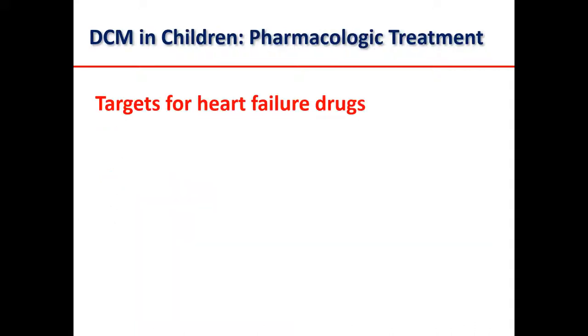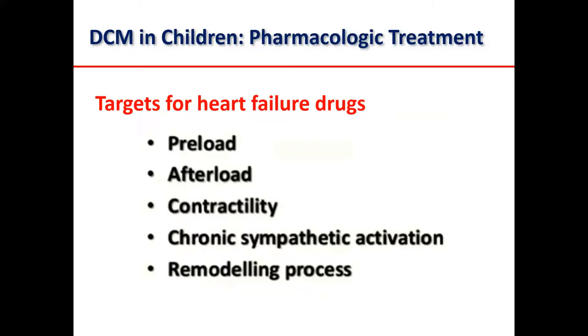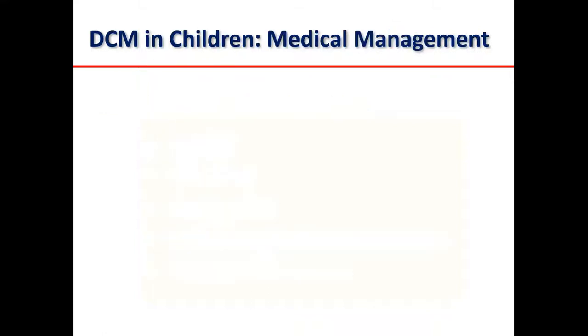So when we talk of pharmacologic treatment, there are five targets where we like to use drugs to manipulate. We like to reduce preload. We like to reduce afterload. We want to increase contractility. Since there is chronic sympathetic activation, we may want to blunt that response. And of course, finally, we would want this globular left ventricle to go back to its original shape, or remodeling.